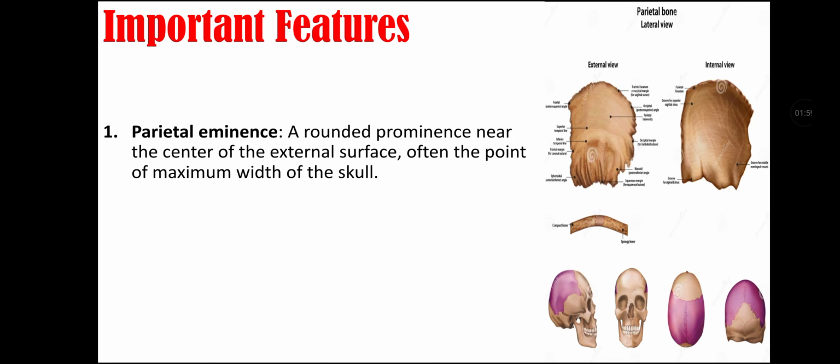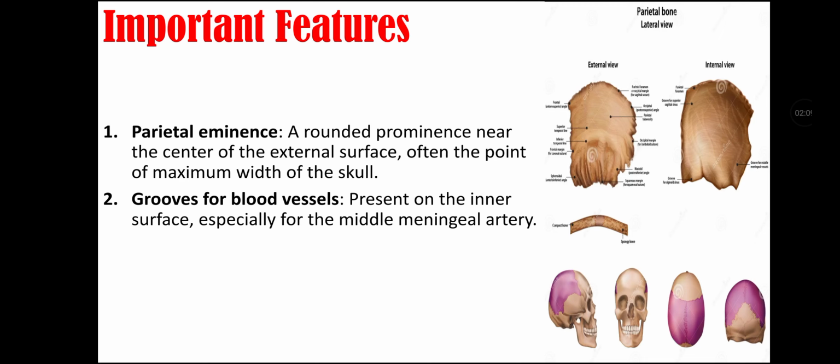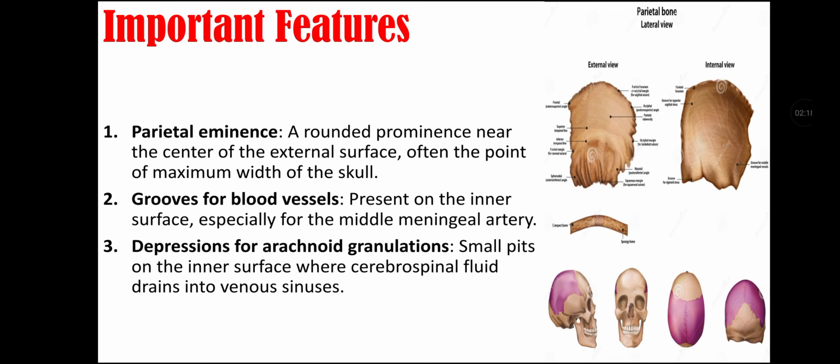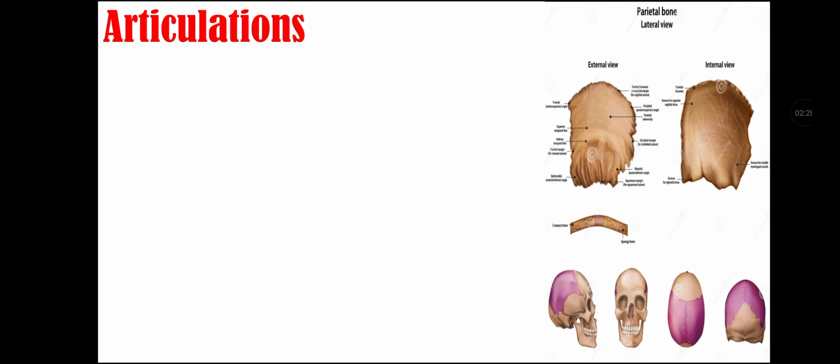Important features of parietal bone are parietal eminence, that is a rounded prominence near the center of external surface. That is often the point of maximum width of the skull. Second feature is groove for blood vessels that are present on the inner surface of the parietal bone, especially they are for the middle meningeal artery. Third feature of parietal bone is depression for arachnoid granulation. They are basically small pits on the inner surface where cerebrospinal fluid drains into the venous sinuses.